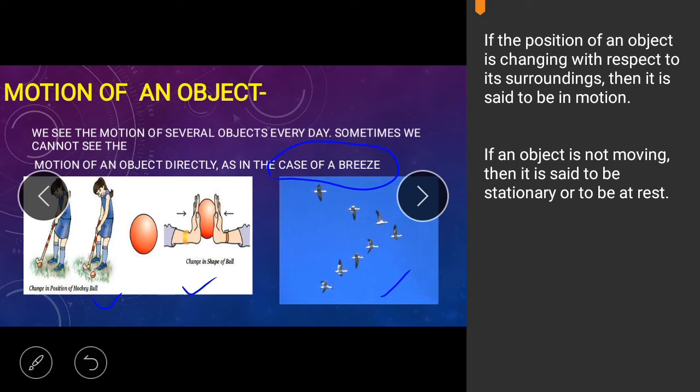If the position of an object is changing with respect to its surroundings, then it is said to be in motion. When the position of an object is changing with respect to its surroundings, it means the object is changing its position. It is not remaining at one place. That is said to be in motion. But when is an object said to be at rest? When an object is not moving, then it is said to be stationary or at rest. It means when an object is not changing its position, it is remaining at its own place itself, then the object is said to be at rest. Okay, students.